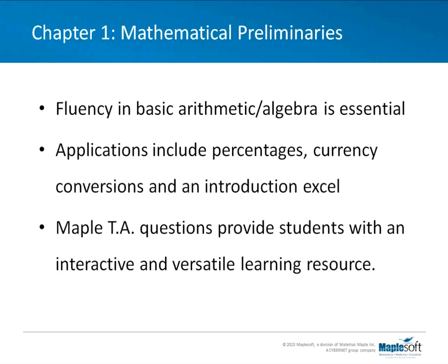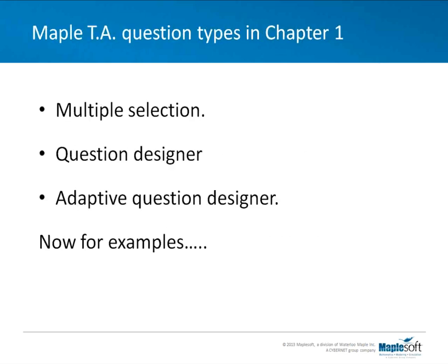The chapter finishes with an introduction to Excel, which students should find useful for calculations and especially for graph plotting in later chapters. Now we can explain the Maple T.A. question types used in Chapter 1 itself. This includes multiple selection questions. Students are asked to select two or more expressions that are equivalent to the one given in the question. So this requires the skill to simplify to different levels and recognize equivalent expressions.